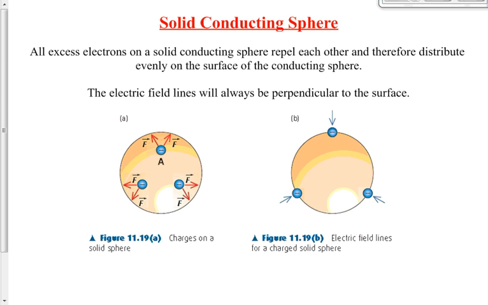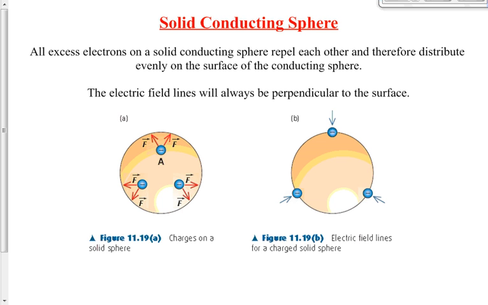Yesterday we focused on charged objects, objects that have an excess amount of electrons, and what the distribution of those excess electrons would look like in this charged object, in this conducting sphere or conducting plate or whatever shape it was that we were dealing with. Up on the board right now you see the solid conducting sphere.